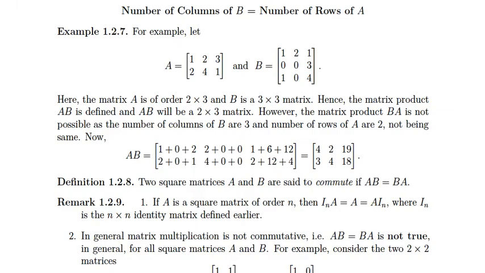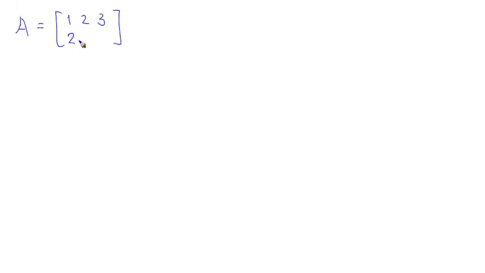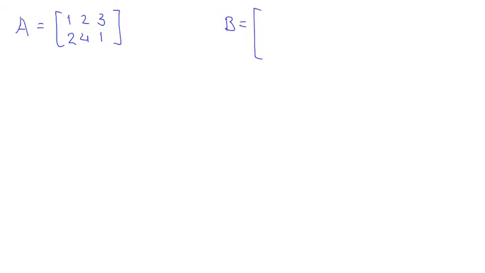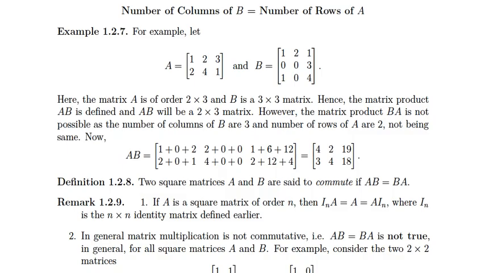So A is, first row of A is 1, 2, 3. You already have this in the notes, but I am just writing here 2, 4, 1. And B is 1, 2, 1, 0, 0, 3, 1, 0, 4.